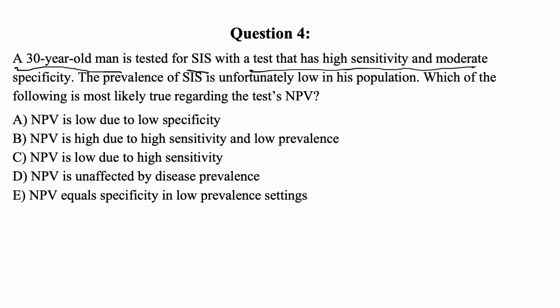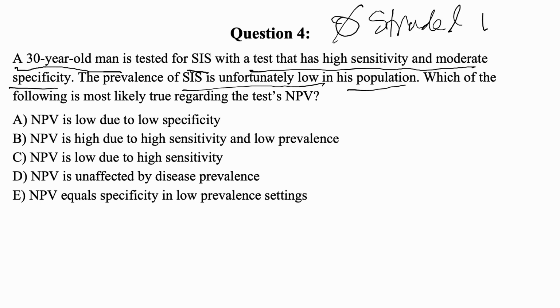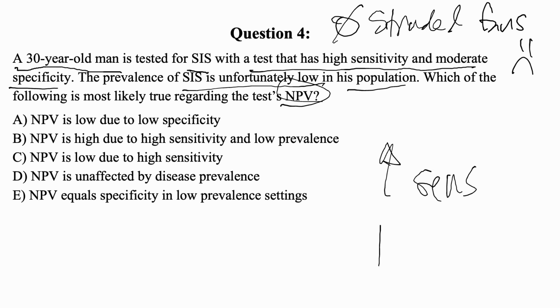All right, a 30-year-old man is tested for strudel infatuation syndrome with a test that has high sensitivity and moderate specificity. The prevalence of SIS is unfortunately low in his population. Nobody's watching strudel, which is sad. Which of the following is most likely true regarding the test's negative predictive value? So we have high sensitivity and moderate specificity and a low prevalence.